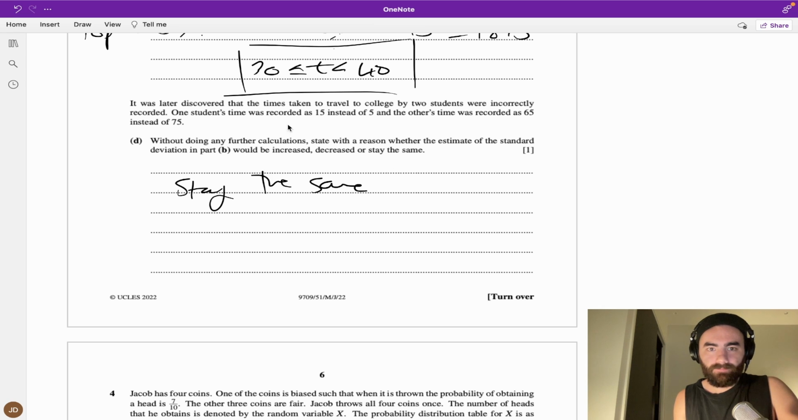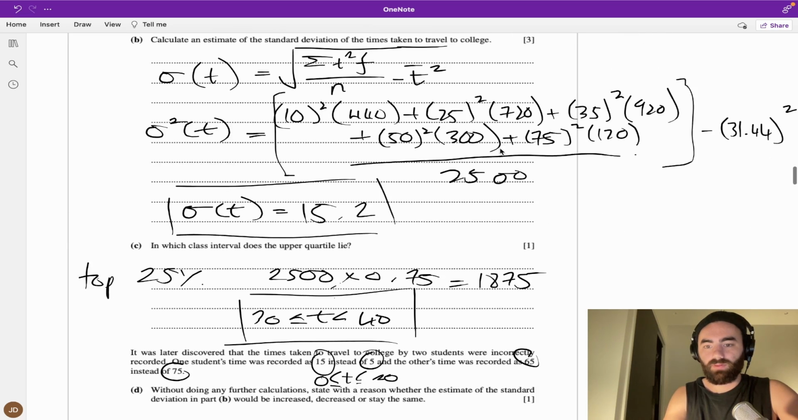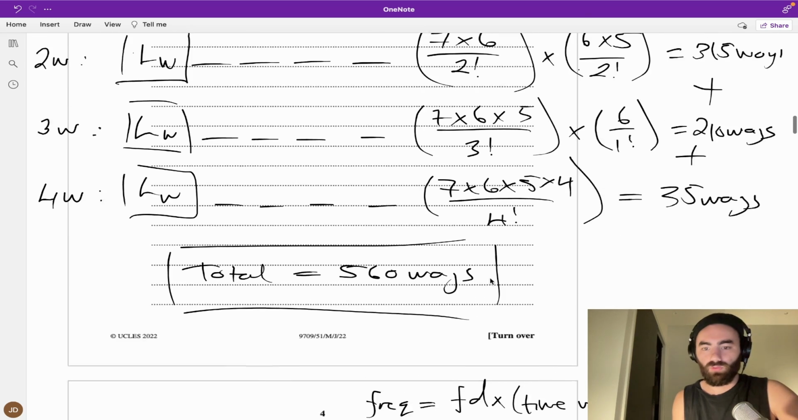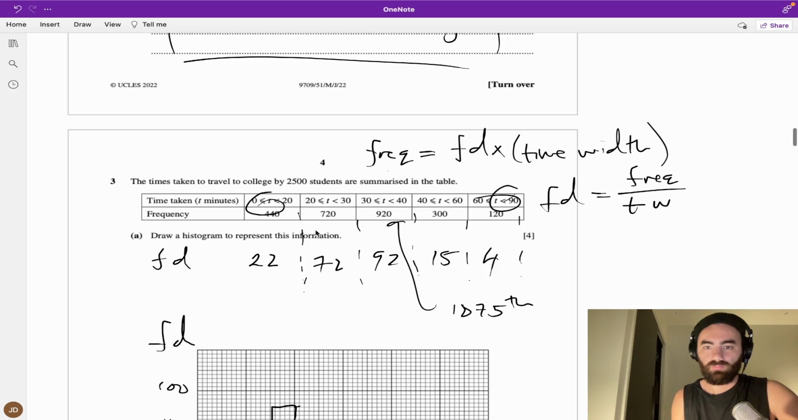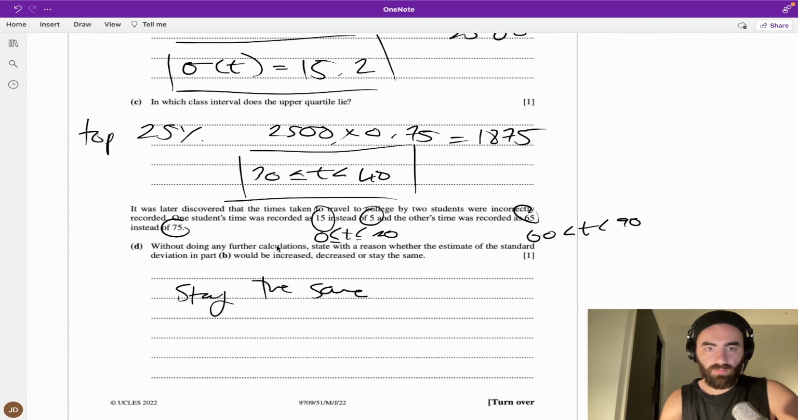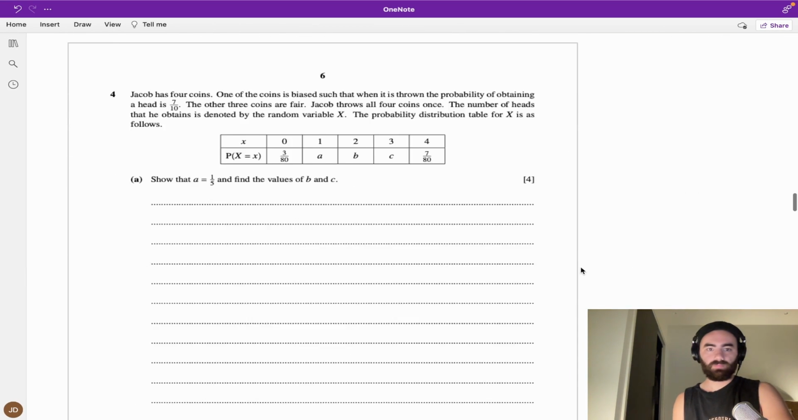Because whether it was 15 or 5 doesn't matter, since both these points lie in that first interval between 0 and 20, so it's going to be recorded as a frequency point in that interval, and same with 75 and 65. Those both lie in the 60 to 90 interval. So it doesn't matter if they change, because it's still going to be recorded within those intervals. The data is still in the same intervals, so it stays the same. Boom. Okay, let's continue.